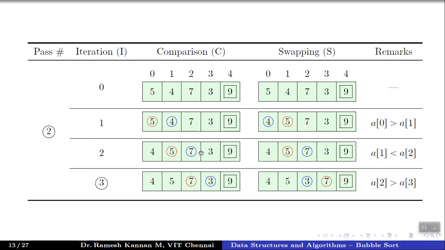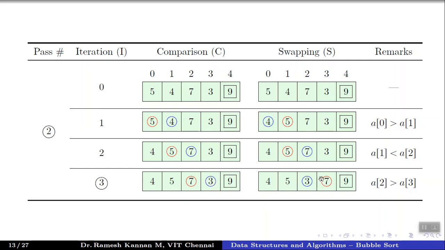We'll check, is 5 greater than 7? No, right? So we'll just keep the same position, and then we'll bring back to the third iteration and we'll check 7 and 3. Is 7 greater than 3? Obviously it is greater than 3, so we'll do a swapping.